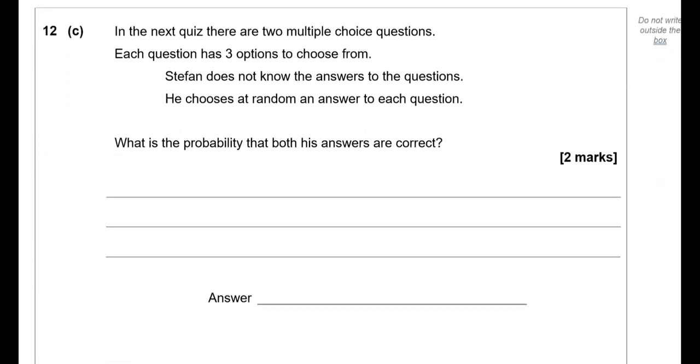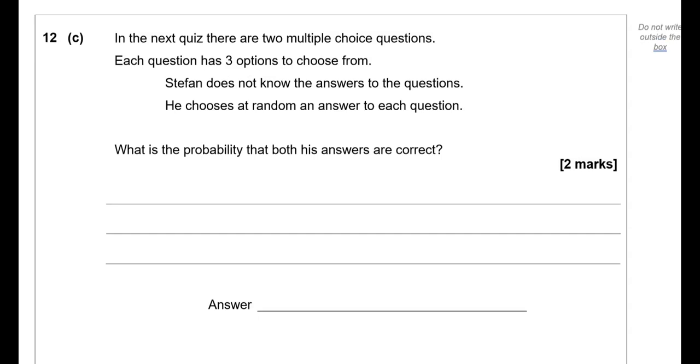In the next quiz, there are 2 multiple choice questions. Each question has 3 options to choose from. Stefan does not know the answer to the questions. He chooses at random an answer to each question. What is the probability that both his answers are correct?